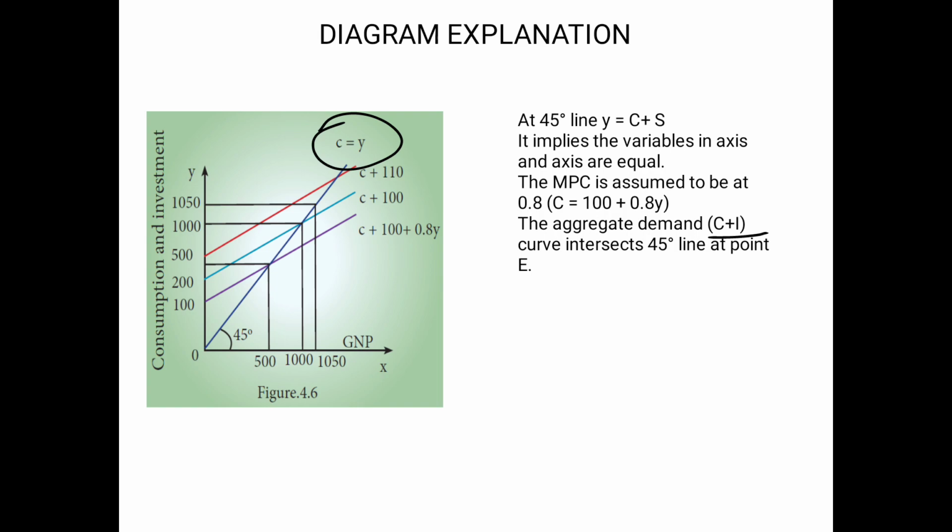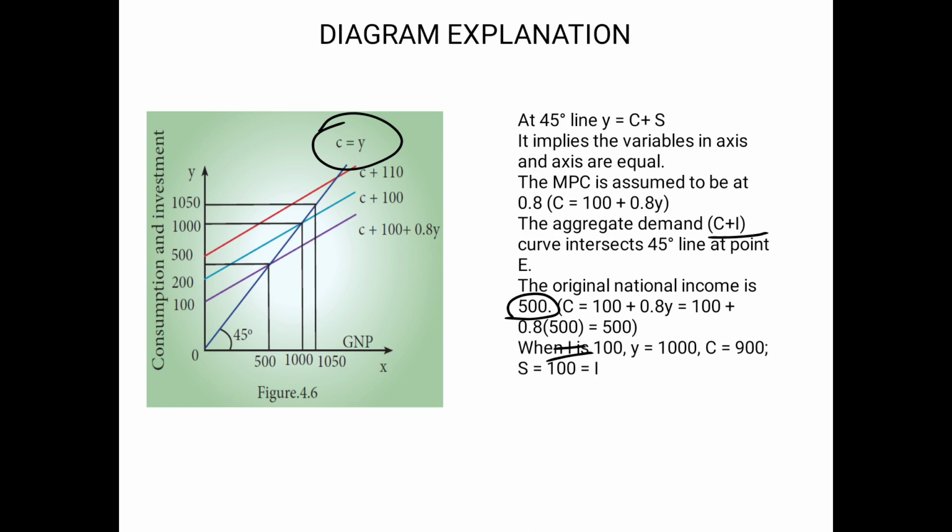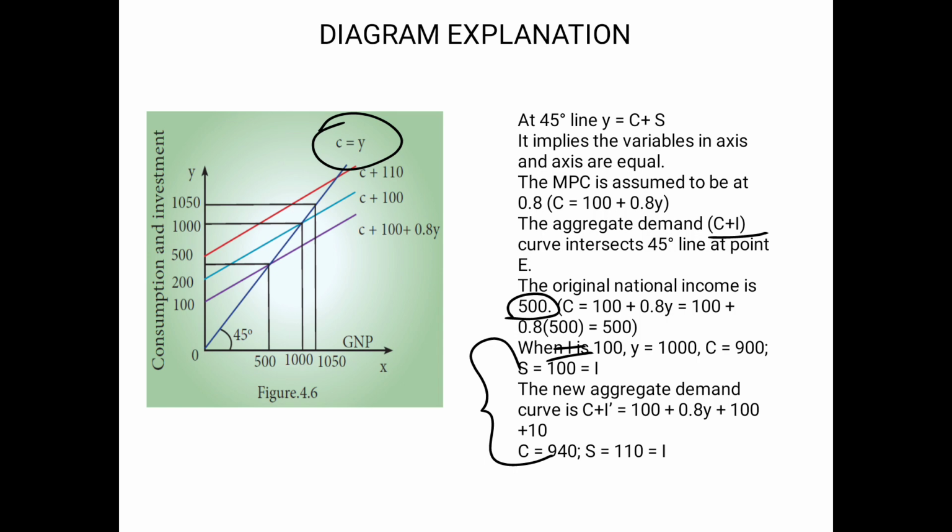The 45 degree line point is supposed to be E, and the original national income is given as 500. Again, when you calculate 100 plus 0.8y, this y is supposed to be 500. When you calculate it, you will be able to get your answer. The same way which I showed you previously, if you calculate, you will get the same answers that we saw in the previous slide.